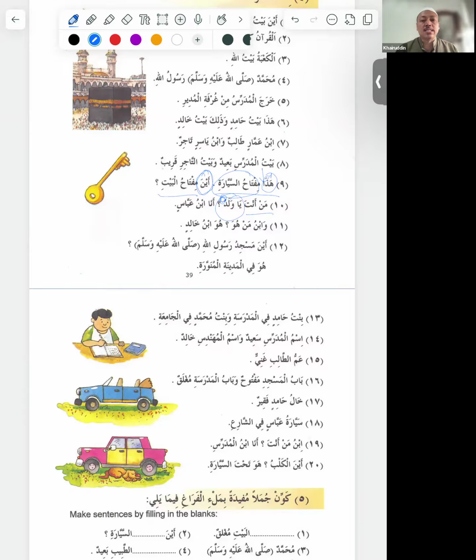Ibnu Abbasin. So this is again in Muqtada Khabar form. He's saying I am. So remember: is, are, was, were, am. If the sentence is in that structure, we call it Muqtada Khabar. I am, and this is mudaf ilay, Ibnu Abbasin, the son of Abbas. I'm the son of Abbas.